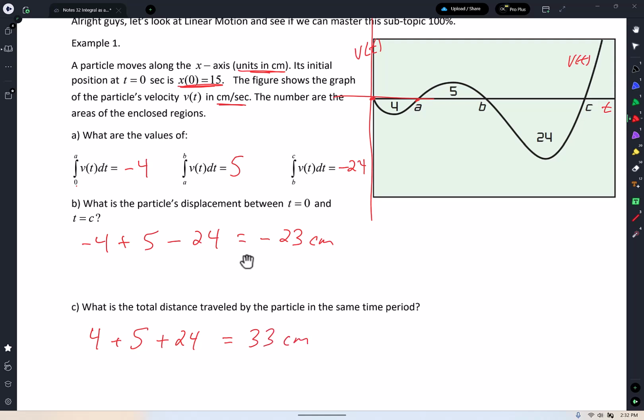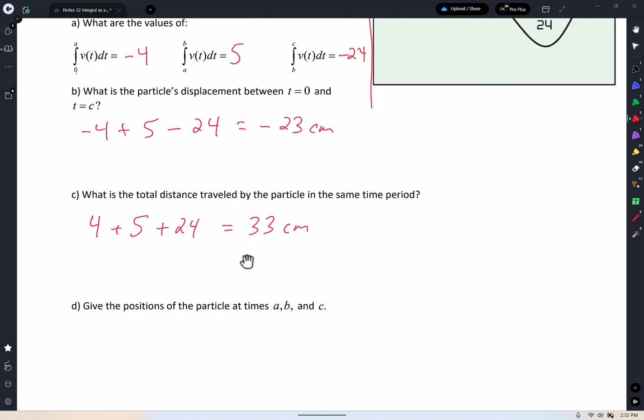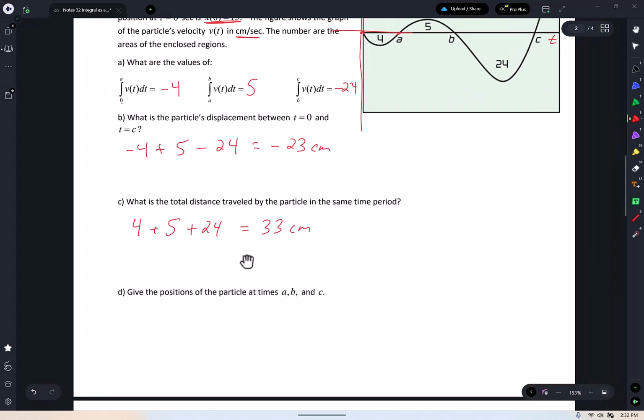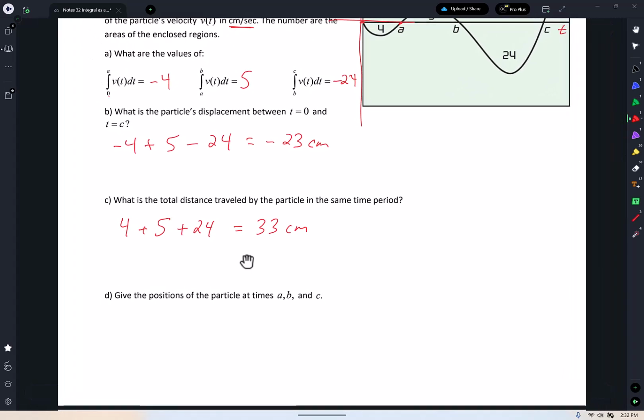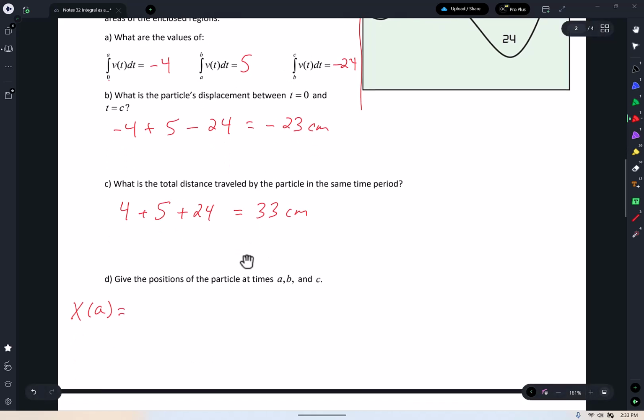Are we doing anything crazy so far? All right. Give the positions of the particle at times A, B, and C. Okay, I'm going to do it formally. Maybe it may not make sense to you initially, but bear with me. I'm going to clear it up in a little bit. So if I want the position at A, I'm going to say I want x of A. I take my initial position, which is the 15. Do you guys see that? So I'm going to write it like this.